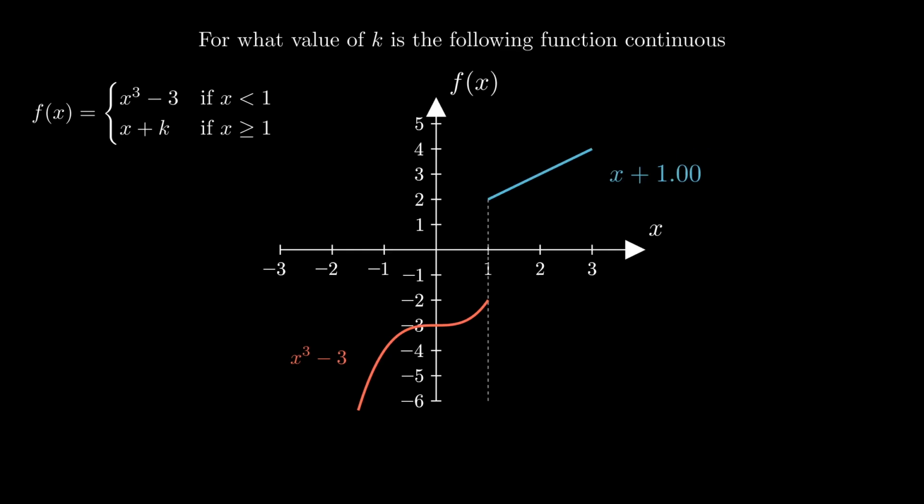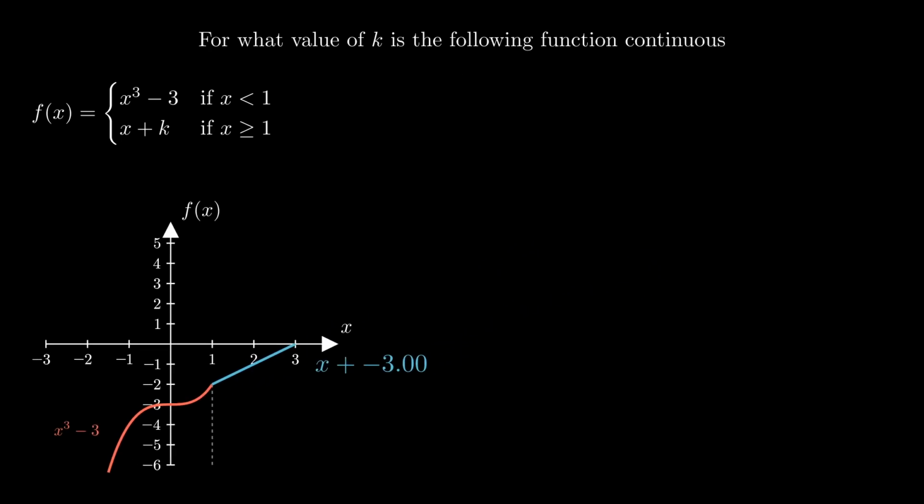K as a constant here acts as a y-shift, so changing the value of k moves our line up and down. And for it to be continuous, we want to be able to draw this entire function without lifting our pen. In other words, we want these line segments to match up. To do this algebraically, we just want the left limit of the function to be equal to the right limit at this point, along with the value.